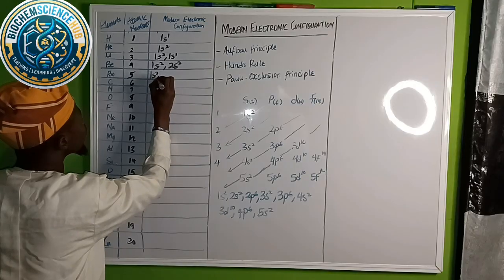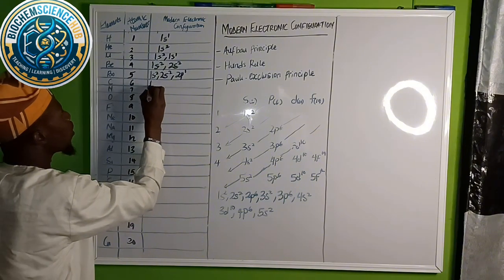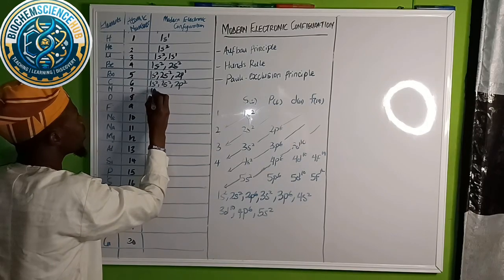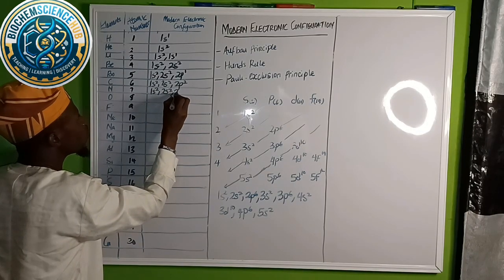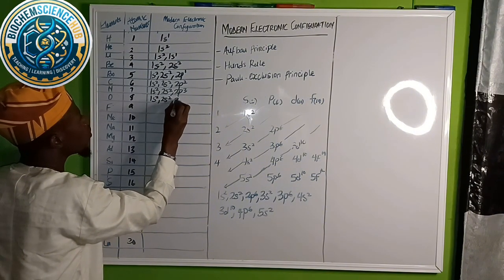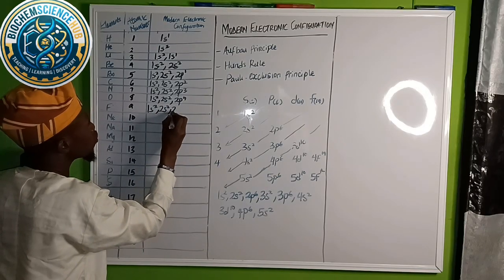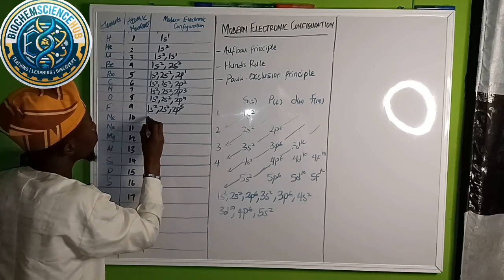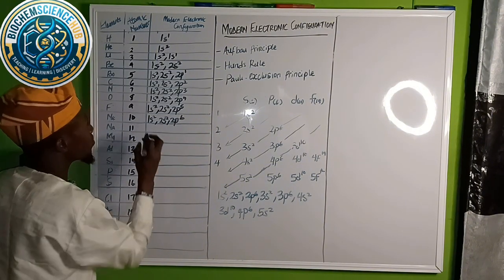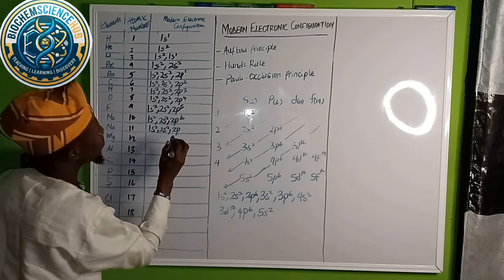1s2, 2s2, 2p1. 1s2, 2s2, 2p2. 1s2, 2s2, 2p3. 1s2, 2s2, 2p4. 1s2, 2s2, 2p5. 1s2, 2s2, 2p6.